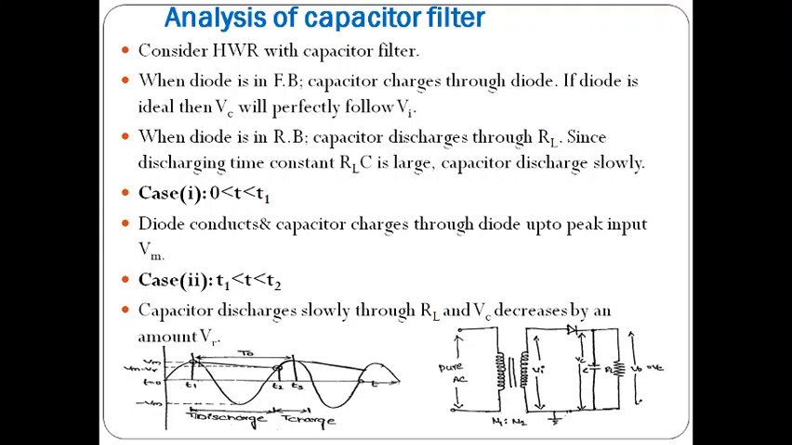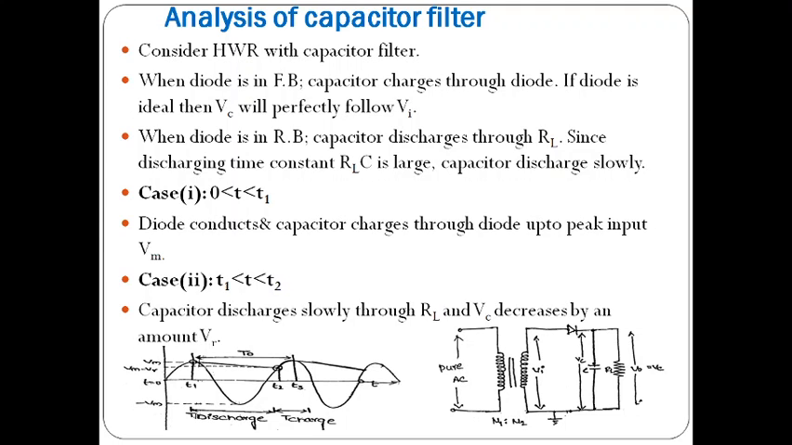Now my capacitor filter is connected to the half-wave rectifier output, and we take the output across the load resistor. When the diode is in forward bias, the diode is short circuited. Assuming an ideal diode, the capacitor charges through the forward-biased diode.